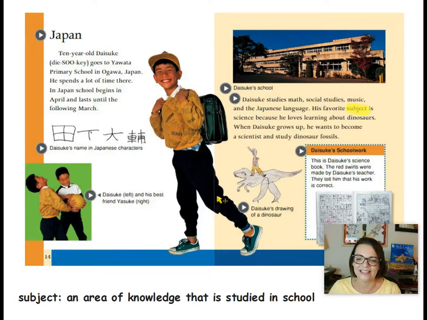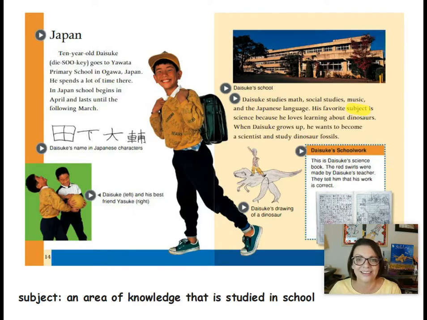And then down here, I can see that Daisuke has drawn a picture of himself with a dinosaur. And it says Daisuke's drawing of a dinosaur. And then over here, it also says Daisuke's schoolwork. This is Daisuke's science book. The red swirls are made by Daisuke's teacher. They tell him that his work is correct. So I can see there's some swirls on the page on his writing that show that he is doing a good job. I bet that your teacher sometimes writes that you did a very good job on your paper too.